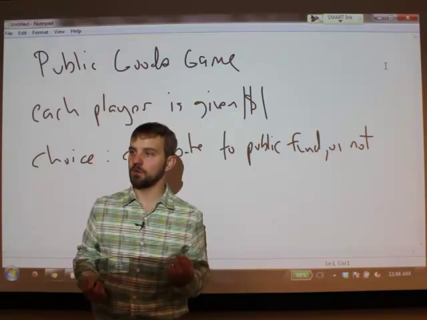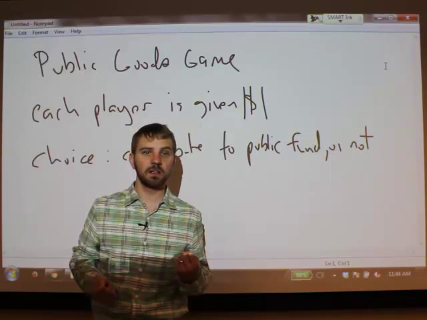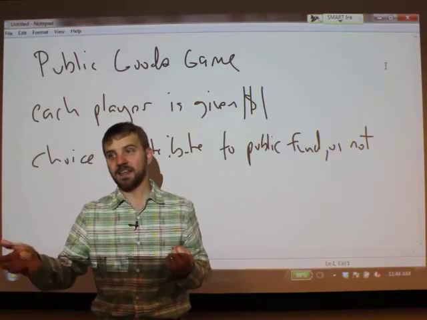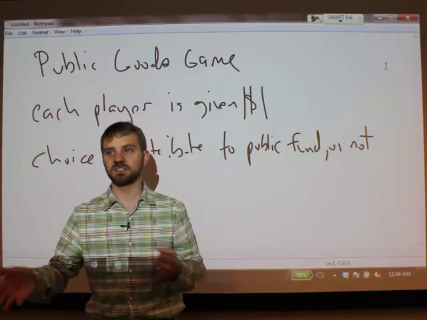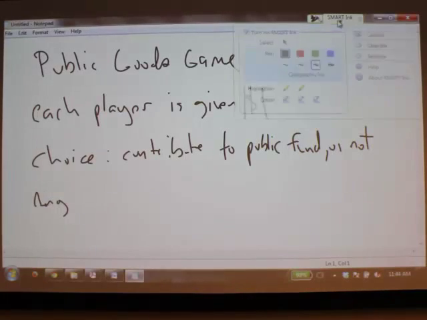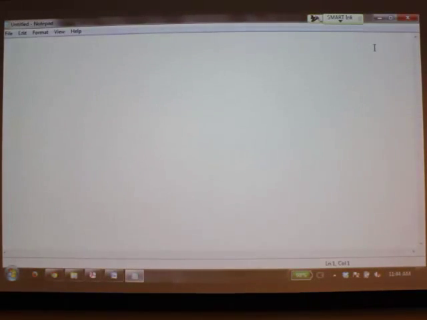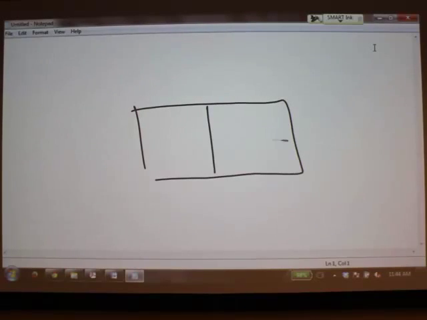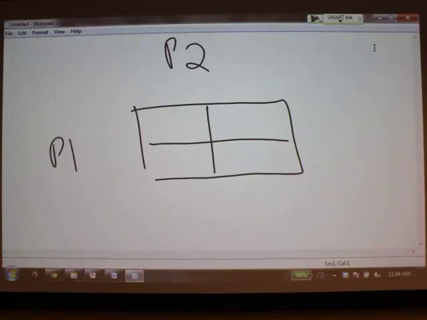Players get to keep their dollar if they kept it. And any money in the public fund is divided equally between the two players. Let's write down the payoff matrix if you understood the game. So we have player 1 and player 2. And both of them can either contribute or not. I'm just going to write C and DC for contribute or don't contribute.